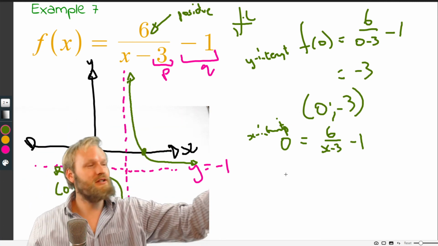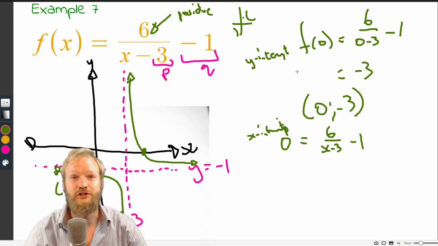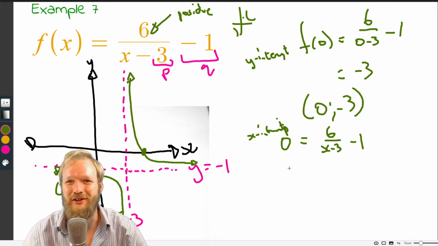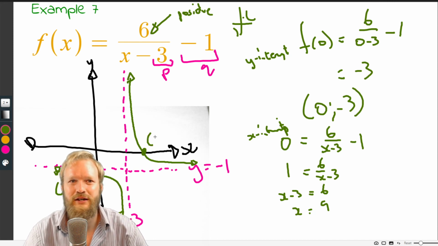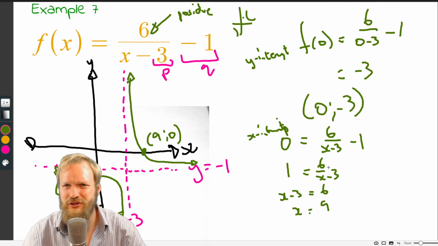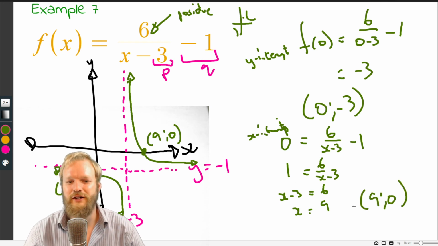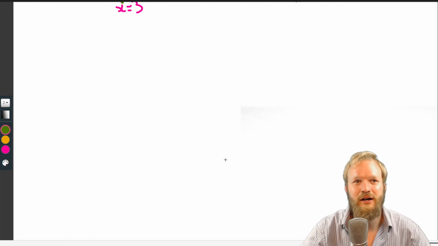Anyway, let's just carry on with this and go, okay, well, 1 equals 6 over x minus 3, so x minus 3 equals 6, x equals 9. Yeah, that fits in with what we thought there. 9 and 0. Okay, so let's just check that we're on track there. x equals 9. Remember, I like to finish it off there. So there we go. There's a whole lot of work to get our hyperbola.